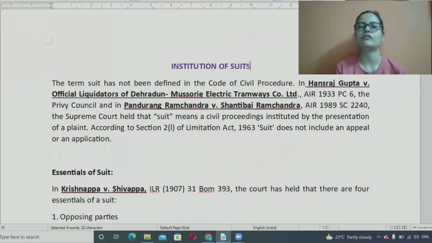Now, institution of suit. When we use this word suit, what is a suit? CPC provides definitions for a lot of different words. It defines judgment, foreign judgment, so many words are being defined. But CPC does not define what a suit is. In two decisions, the court has said that suit basically means civil proceedings instituted by presentment of a plaint. That means whatever civil proceedings we initiate or institute in the court, those are considered as suits.